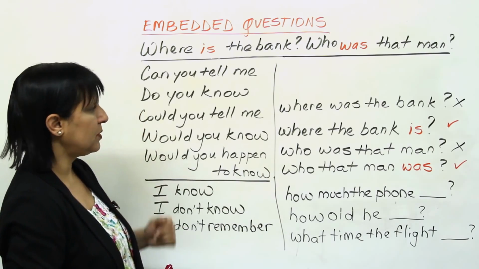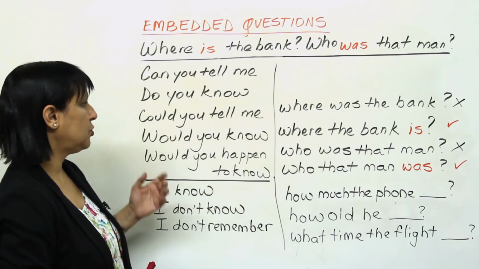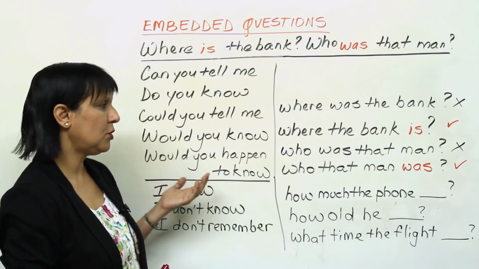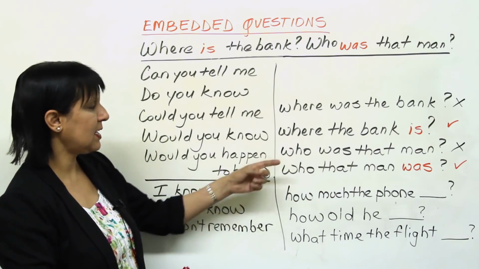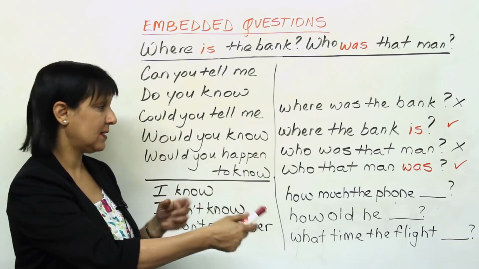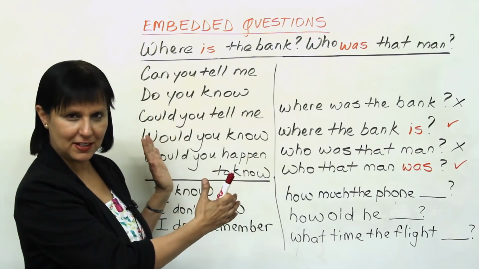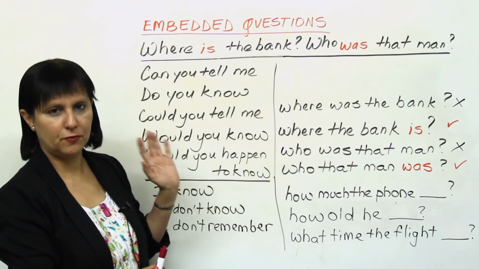So, for example, you would say, do you know where the bank is? Could you tell me where the bank is? Would you happen to know where the bank is? All right? So instead of saying where is the bank, you say where the bank is. If you have one of these expressions before that. If you don't, then you stay with the regular question format.